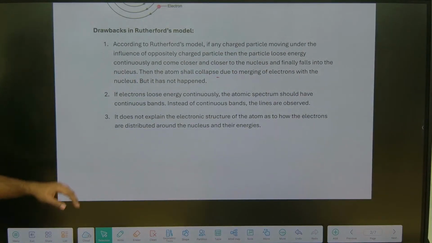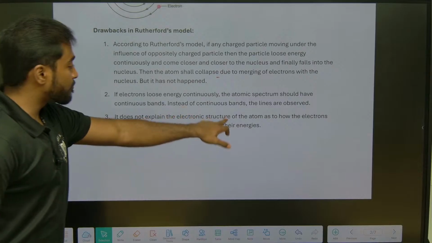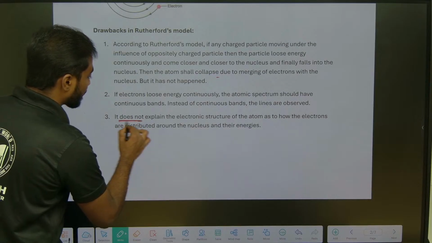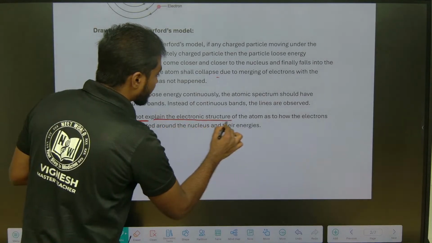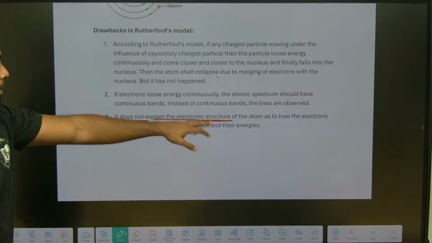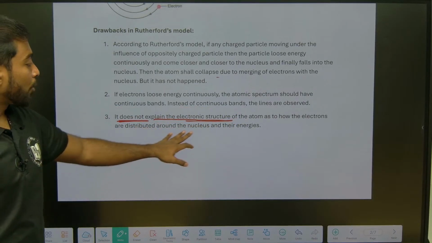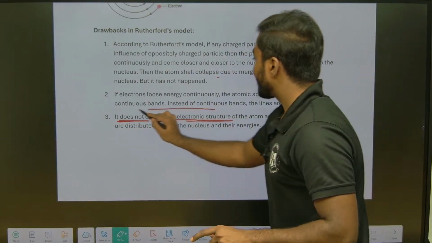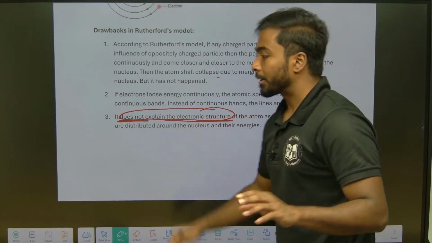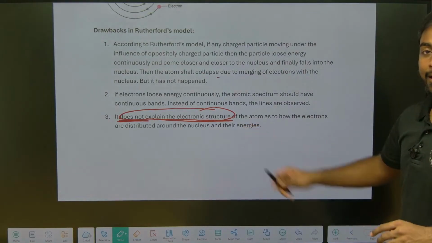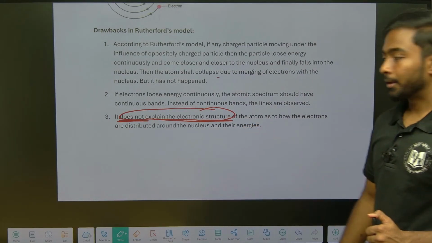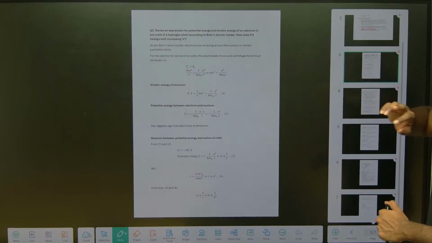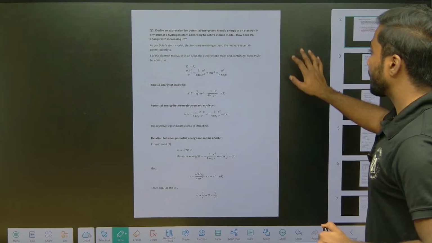And the third point is, it does not explain the electronic structure of the atom, as in how the electrons are distributed around the nucleus and their energies. They have not explained the electronic structure. That is the third point, an important thing. So this is the third point, and we'll go for the next question. You can take it down and we can go for the next question.